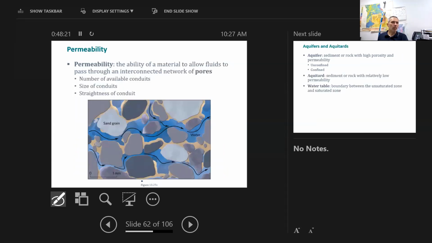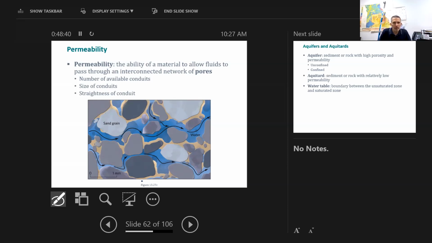Now, we can also look at the permeability. This is the ability for water to move from one side to the next. And so this is going to depend on the amount of space, how straight that space is, and how big those spaces are.